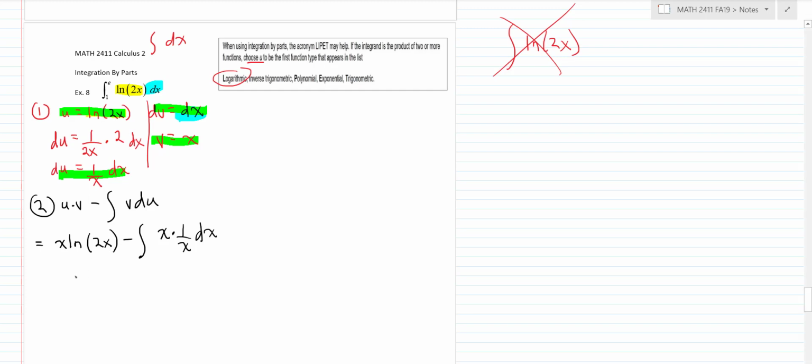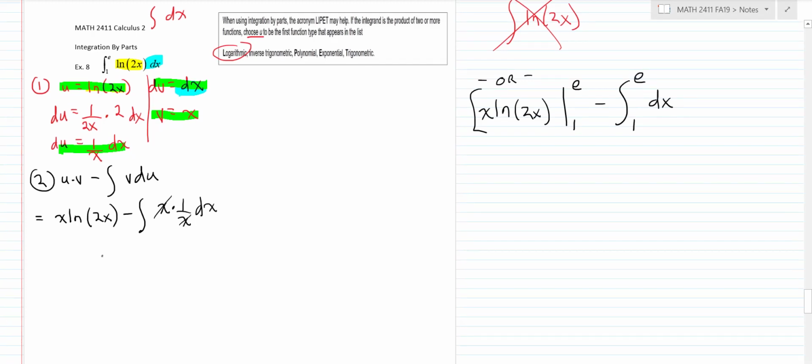I'm going to show you a couple of ways that you could go about doing this. So kind of an alternative approach I'm going to do on the side. So you could take this x ln of 2x and evaluate that from 1 to e. And then this thing, of course, the x's cross out, so that would just be the integral of dx from 1 to e. So I'm going to show you two ways to complete this problem. The first way, I'm just going to bring this down and focus on the indefinite integral. So I'll do that.